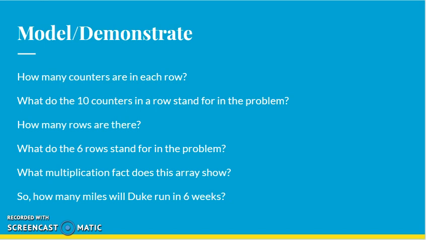I hope you said 6 times 10. So how many miles would Duke run in 6 weeks? So if we're multiplying 6 times 10, we can use our fingers to count here. We can use that array that you just made if you had counters at home that you could use. But 6 times 10 equals 60. So he would have ran 60 miles in 6 weeks.